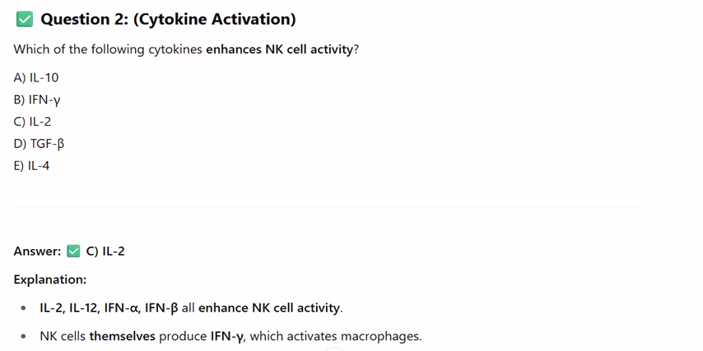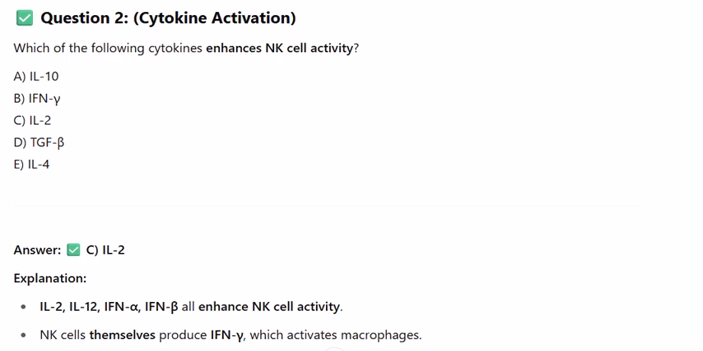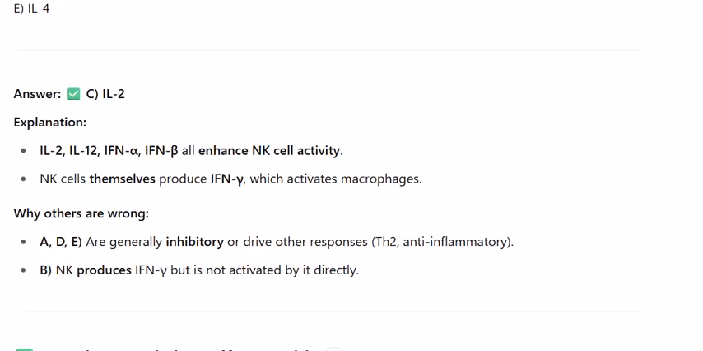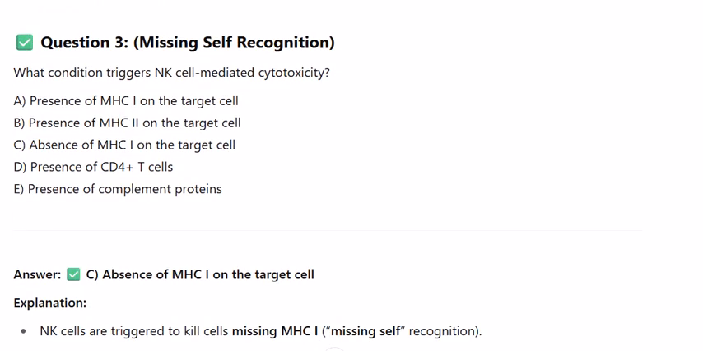Question 3. Missing self-recognition. What condition triggers NK cell-mediated cytotoxicity? A. Presence of MHC I on the target cell. B. Presence of MHC II on the target cell. C. Absence of MHC I on the target cell. D. Presence of CD4 T cells. E. Presence of complement proteins. The answer is C. Absence of MHC I on the target cell.